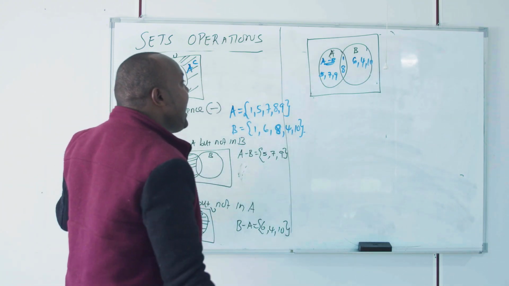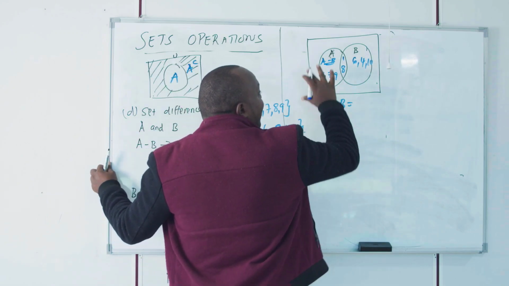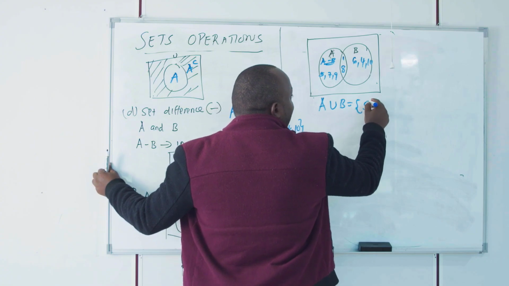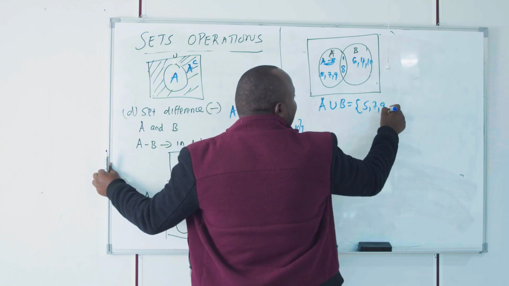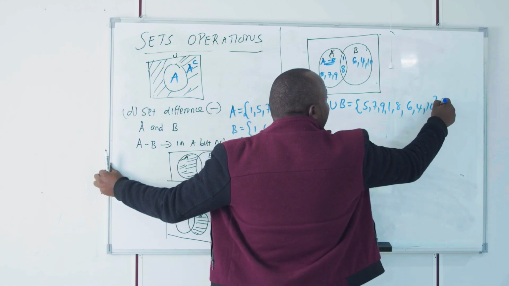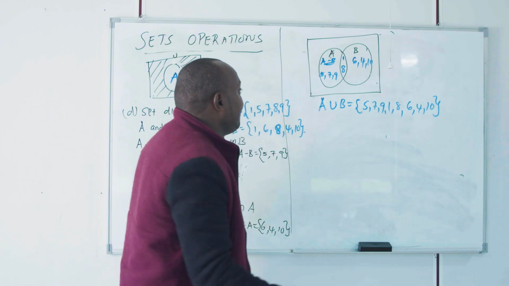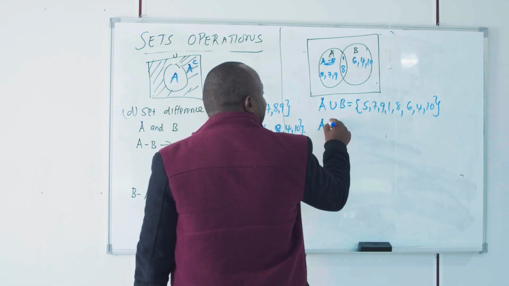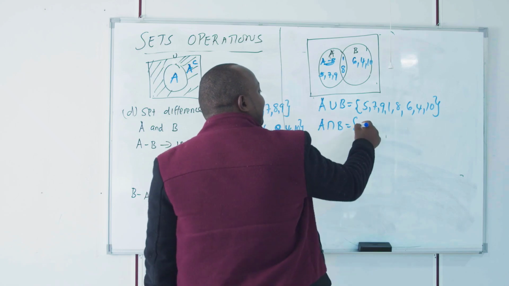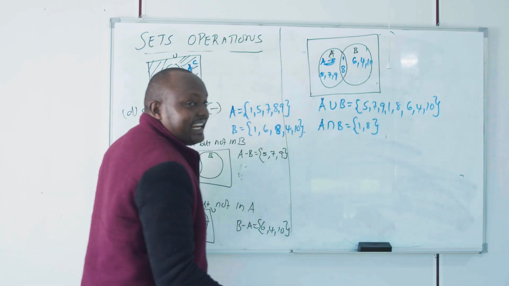And when you look at A union B, if you remember what we covered, A union B, they are all elements. So you have 5, 7, 9, 1, 8, 6, 4, 10. We say the order doesn't matter, but you find that we have all the elements. Now if you have A intersection B, there are those elements that are in A and B. We have seen already we have 2 elements which are common in both cases, which is 1 and 8.